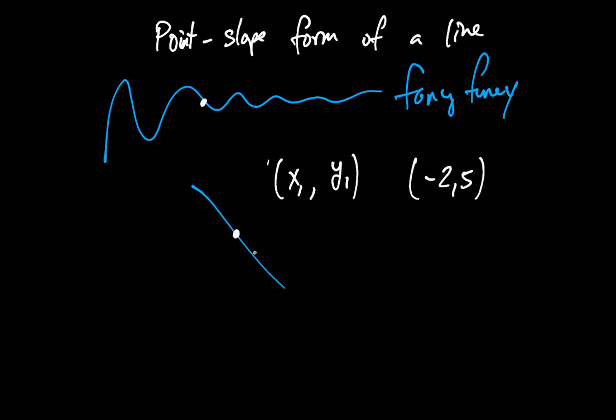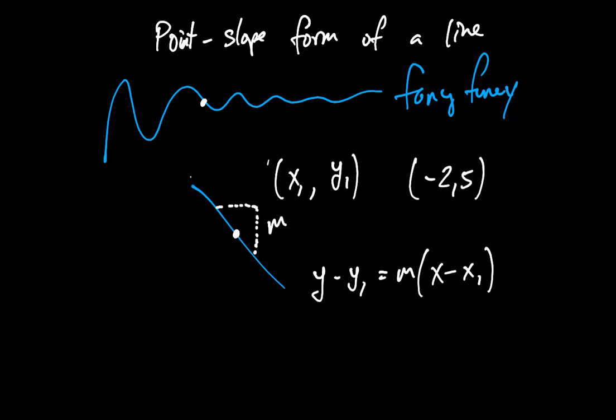We can still find the slope of this line pretty easily. It's just rise over run, no big deal. Though there's my slope there. And the point slope form of the line is in this format. Y minus y1 equals m times x minus x1.